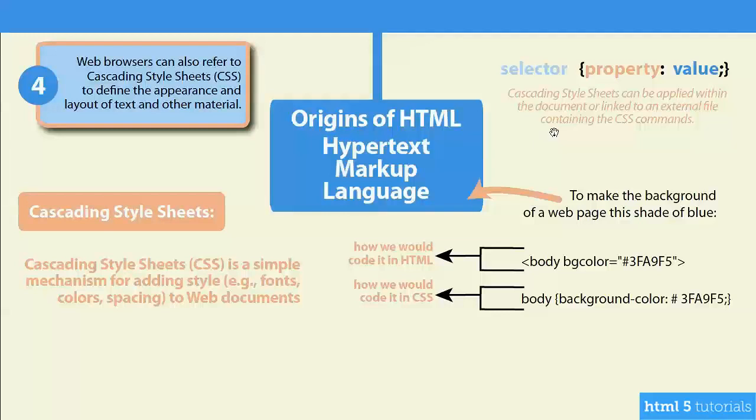They can be applied within the document itself at the exact spot where they're needed, or a file containing all of the CSS commands can be linked externally to the web page. So for example, to make the background of this web page this beautiful shade of blue, this is what it would look like in HTML code, and this is what it would look like in CSS. Both get us the same end result, we just use different symbols and different coding to get there.